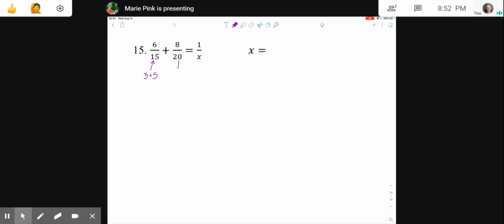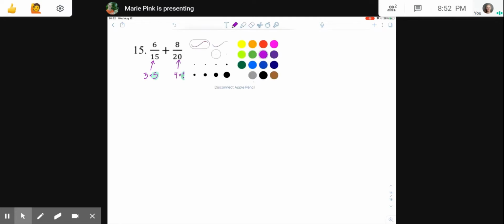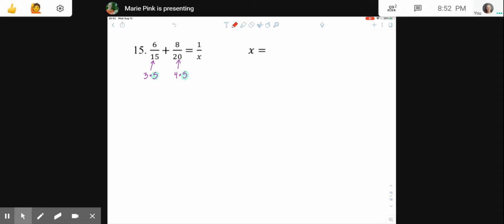And 20 is the same as 4 times 5. So that means that this part's the same. So I know then that if I multiply 15 by 4, and then whatever I do to the bottom, I have to do to the top. And if I multiply 20 times 3, then that is going to be the same thing for both of these, because then I'm going to have this times 4 and this times 3.